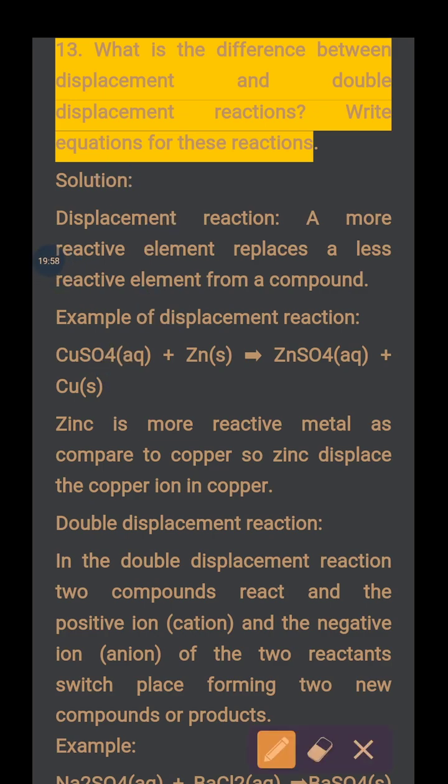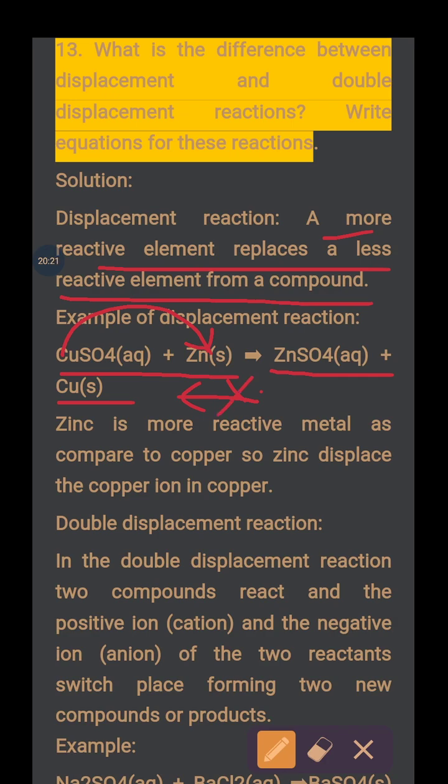In a displacement reaction, a more reactive element replaces a less reactive element from a compound. That is, CuSO4 + Zn gives ZnSO4 + Cu. Cu is replaced by Zn because Zn is more reactive than Cu. The reverse of this reaction is not possible because copper is not more reactive than zinc. Zinc is the more reactive metal, so zinc displaces the copper ion.